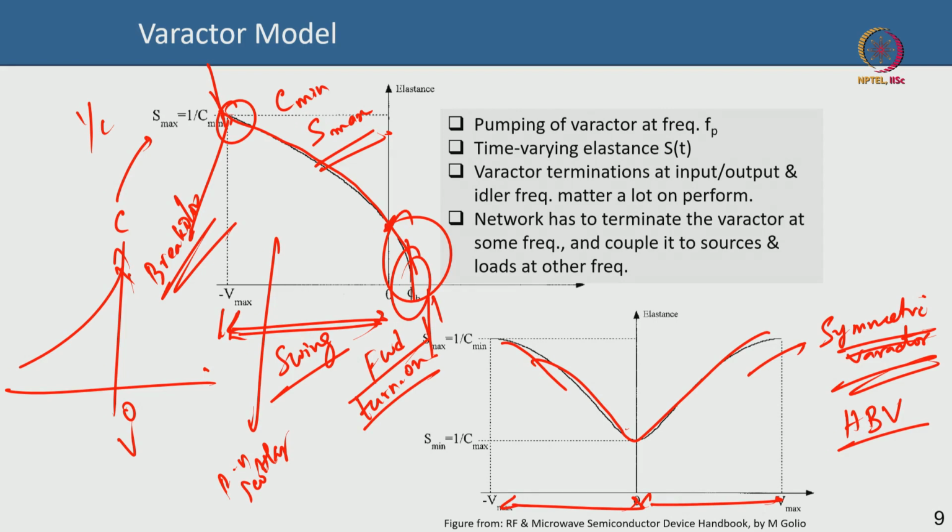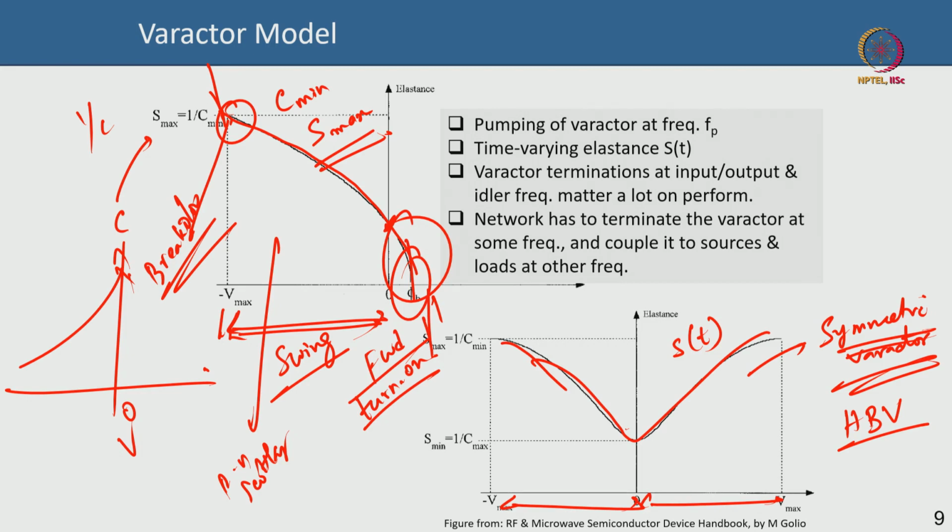So, essentially what is happening in here is that your elastance S is actually a function of time, and you need to terminate the frequencies appropriately in order to get the best efficiencies and the best power. So, the output and the input as well as all the unwanted frequencies have to be terminated appropriately. Okay. And so, at all those idler frequencies the network should be able to terminate the varactor, and wherever frequencies are of interest either at the input or at the output the network should be able to couple the varactor to the sources and loads at the desired frequencies while terminating it at the idler frequencies. So, this is very important for the proper operation of a varactor, you should keep that in mind.